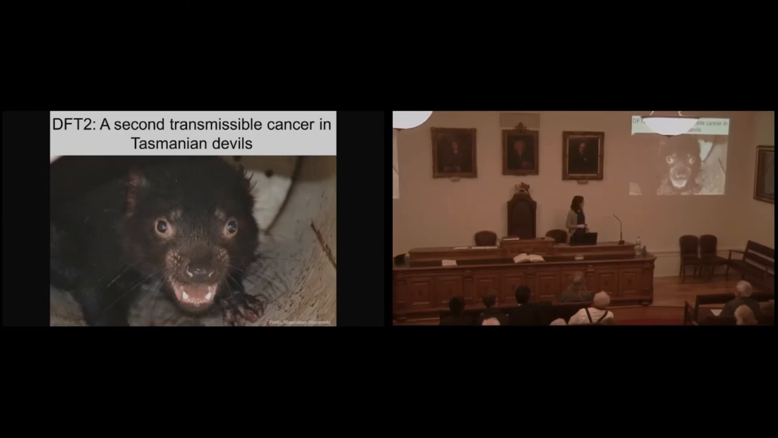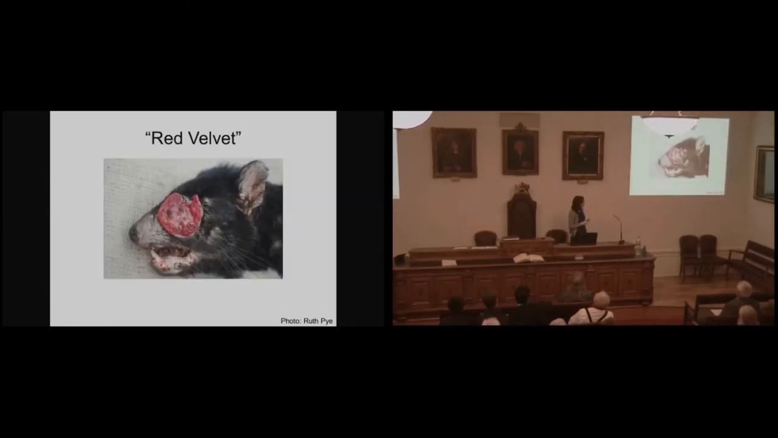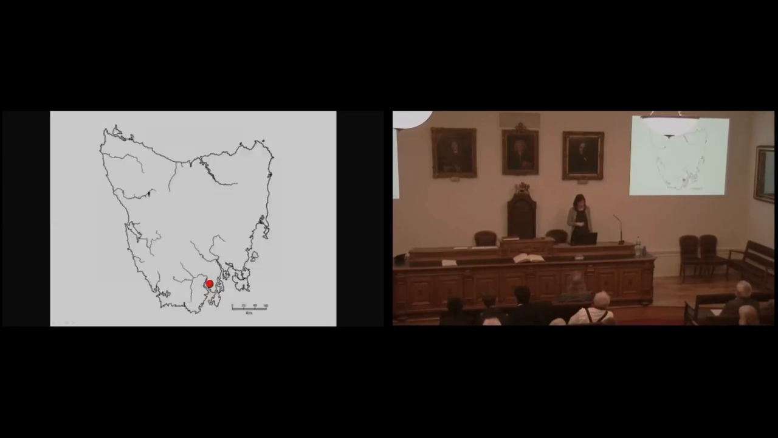So the story began with this devil, Red Velvet, his name was, who had a really quite horrible tumour on his face, which looked just like DFTD. This devil was found down here in the southeast of Tasmania in 2014. And at the time, it was just thought to be another case of DFTD, just looked like a classic case.